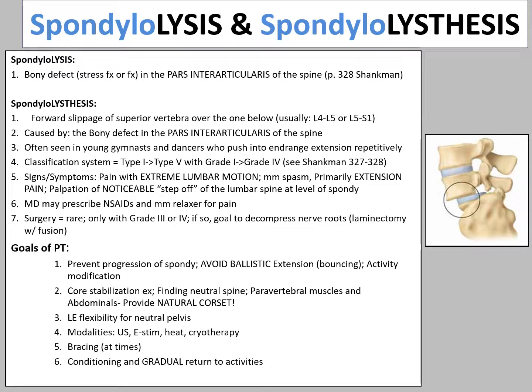Physicians, once this is diagnosed, are going to prescribe anti-inflammatories or NSAIDs, also maybe muscle relaxers, because these muscles are usually inflamed and shortened in order to try to protect the spine. Usually surgery was only going to occur with types 3 and 4, where it's 50 to 100% forward slippage, and they do this in order to decompress nerve roots and protect the spinal cord. So at this point they'll do a laminectomy, where they remove part of the vertebra, and then a fusion of the spine.